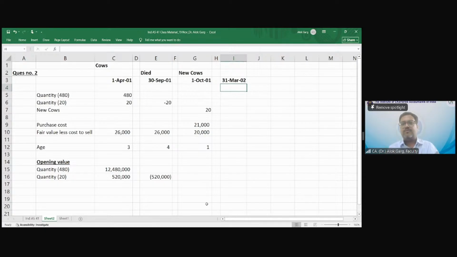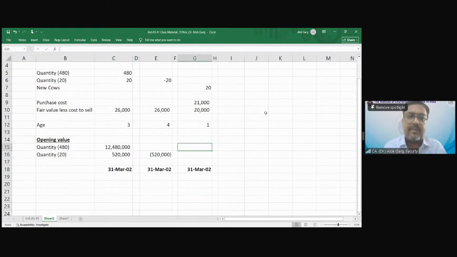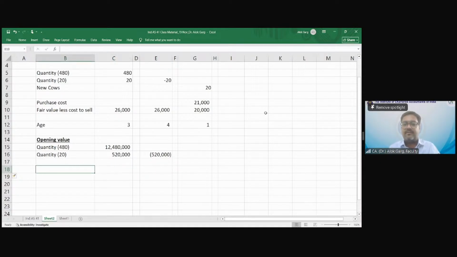31st March 2002. What happened on 31st March 2002? Before that, let me put the accounting entry for these cows. What is the accounting entry for the death of the cow?